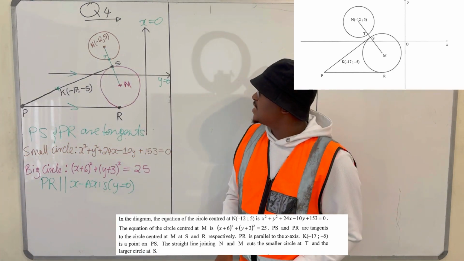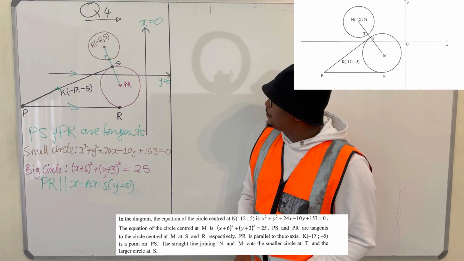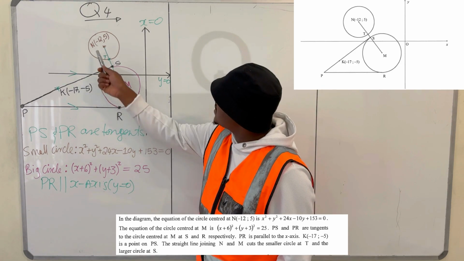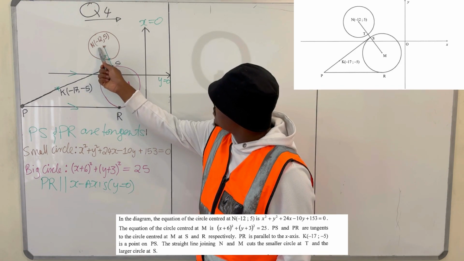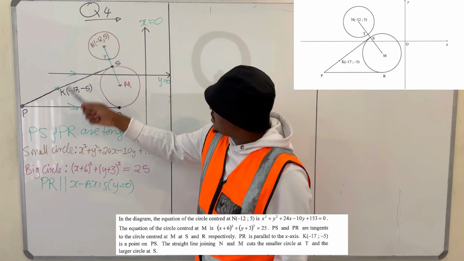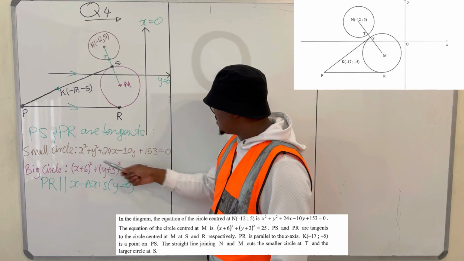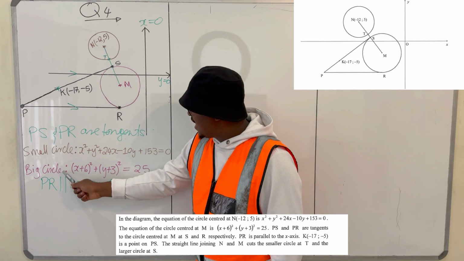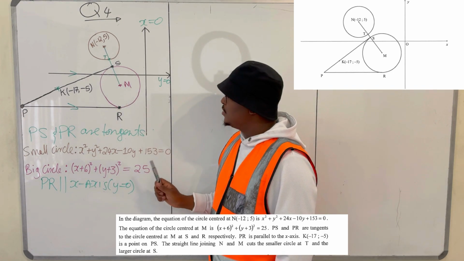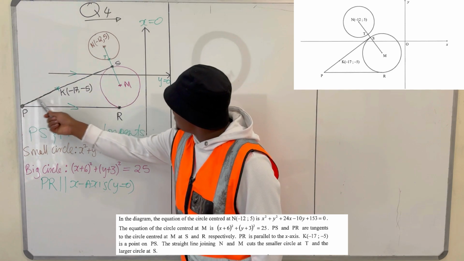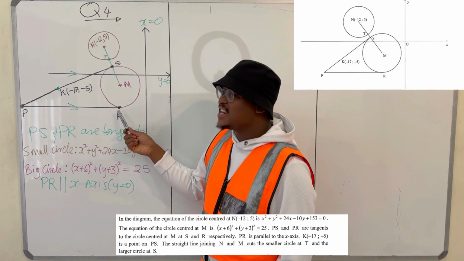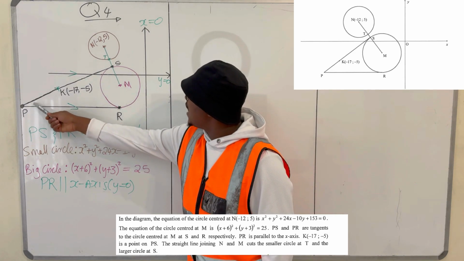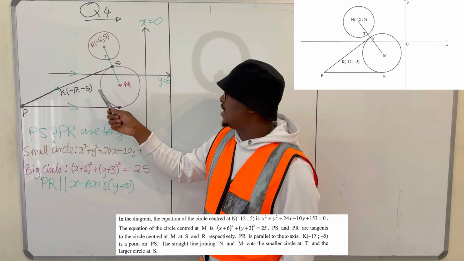I hope it does make sense. Maybe let me say it again. You have a circle centered at N with coordinates minus 12 and 5, and you have this equation that you can see here. Here's the equation of the smaller circle. The larger circle is centered at M and has this equation here. No problem. They are saying PS and PR are tangents of this larger circle that you can see here.